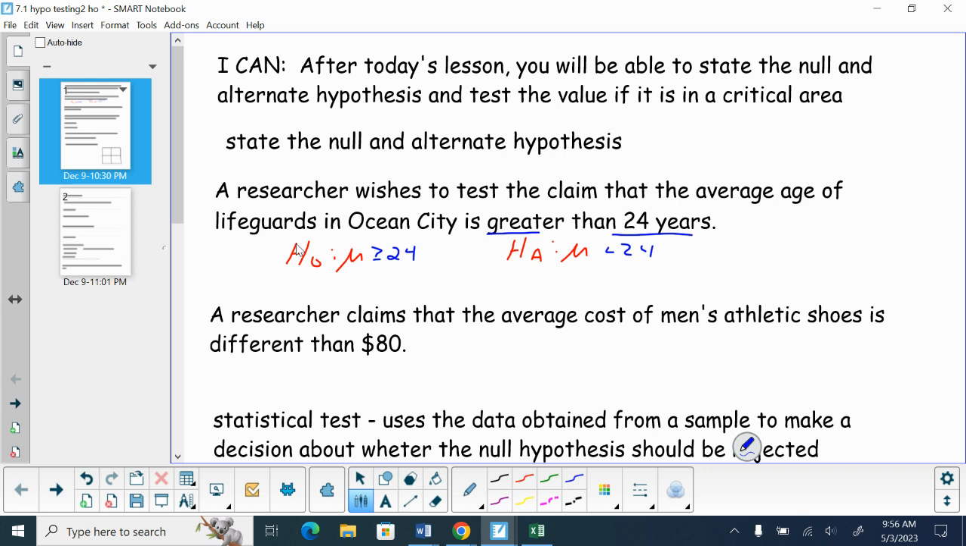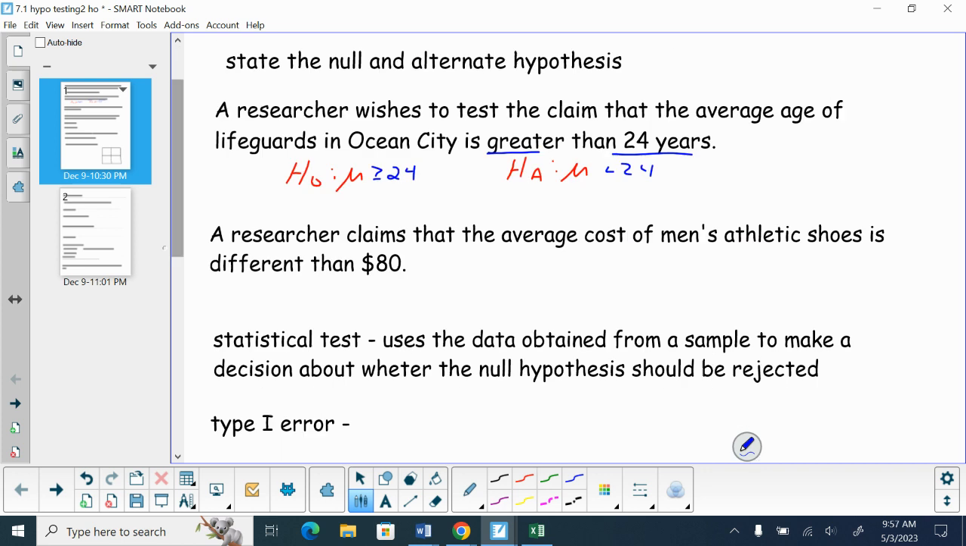The second one is a researcher claims the average cost of men's athletic shoes is different than $80. The keyword there is different. We don't know if it's greater than, more than, or less than; we just know it's different. When we have the word different in there, what are we going to utilize then, Jace? Equal to and not equal to. So we have equal to $80 and not equal to $80. Once again, equality will always go with the null hypothesis.